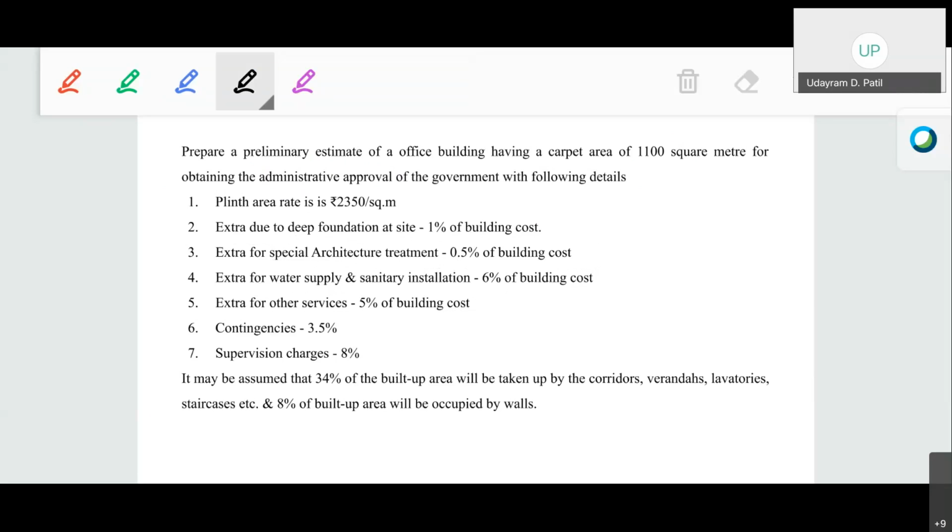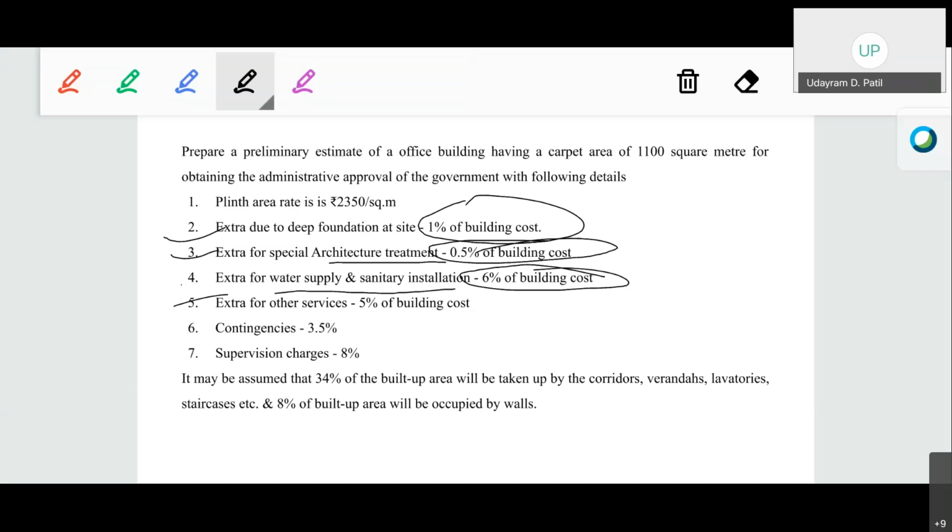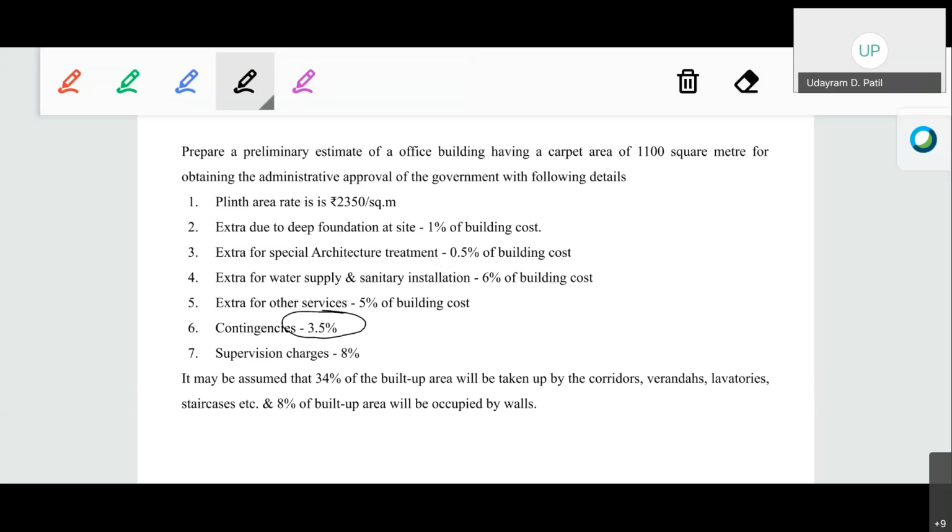For the deep foundation, the cost is 1% of the building cost. For extra special architecture feature, it will be 0.5% of the building cost. The cost of the water supply and sanitation will be 6% of the building cost, and cost for all other services will be 5% of the building cost. Now contingencies is given as 3.5% and supervision charges is given as 8%.